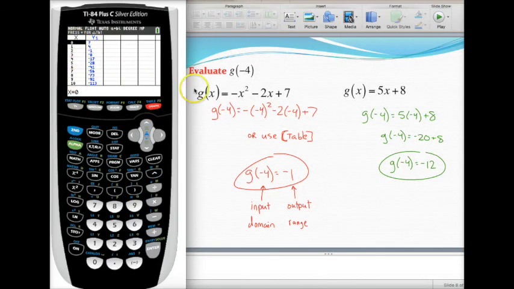Now the easy way to do this, since x is negative 4, our input, our domain is negative 4, all I need you to do is scroll up, find where x is equal to negative 4, and read what the output is, the range, which is a little too far, and there we go. When we plug in negative 4, we get negative 1 as our answer, or g of negative 4 is equal to negative 1. Cool trick, isn't it? Go ahead and use that, it'll save you a lot of time for some of these evaluate questions.